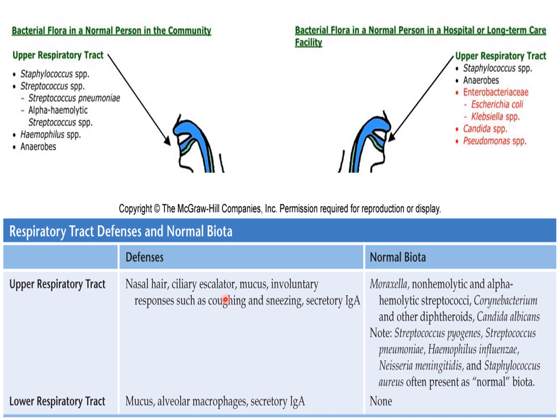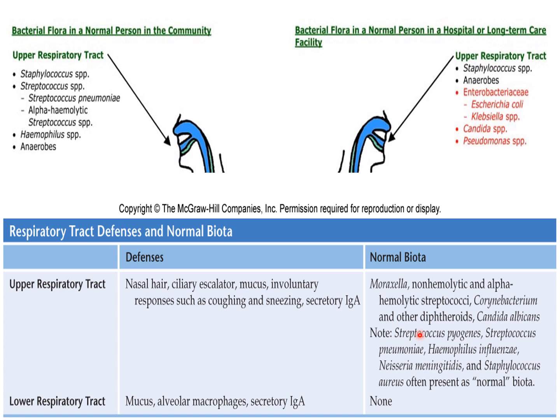But the body has another way to compensate for this loss, and this is going to be through the coughing. So the body is going to respond to the loss of cilia by activating the coughing reflex in order to keep clearing the airways. Also, we have the involuntary responses such as coughing and sneezing, and we have the IgA antibody, which is present in the secretions. In the lower respiratory tract, we have also the mucus, we have the alveolar macrophages, and we have the secretory IgA as well.